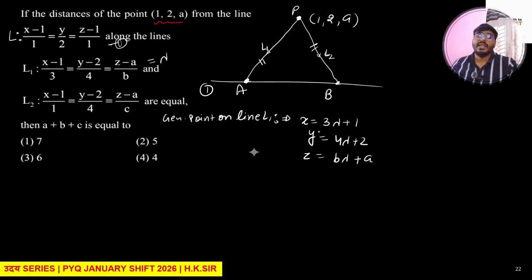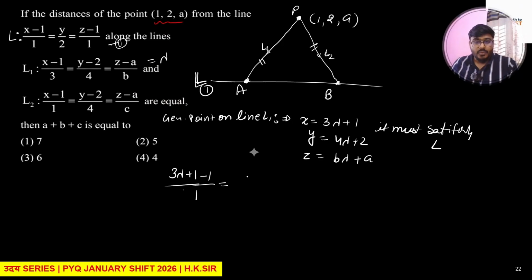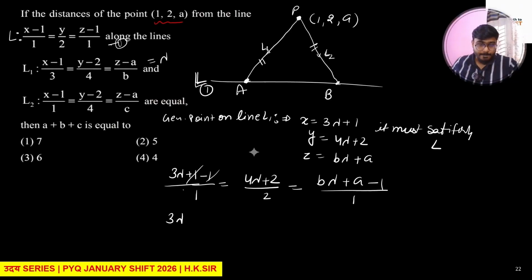Now this point lies on the first line also. This point lies on this line L, so it must satisfy line L. So put this point in line L. So x, that is (3λ + 1) divided by 1, or (x − 1)/1, equal to y/2. Y/2 means (4λ + 2)/2, equal to (z − 1)/1, with z = bλ + a. So from here 1 cancels, only 3λ equal to 2λ + 1, so from here λ is equal to 1.